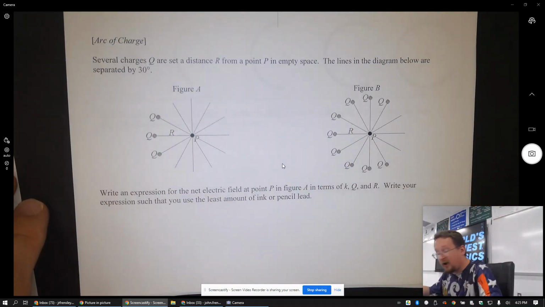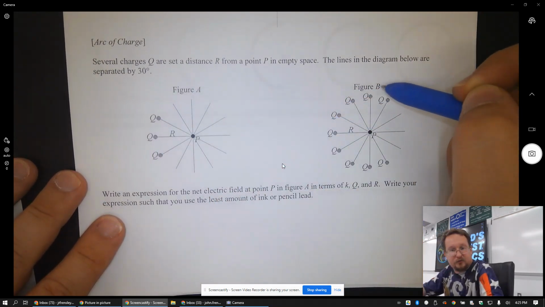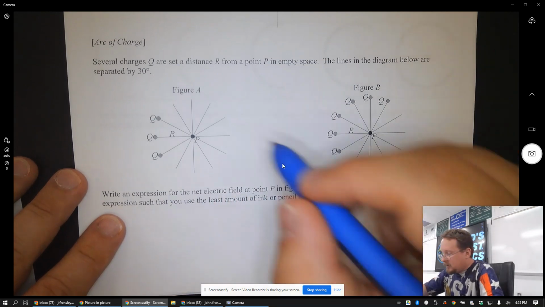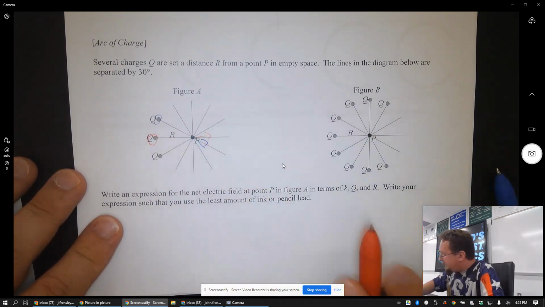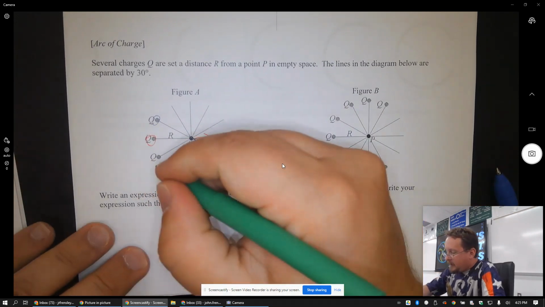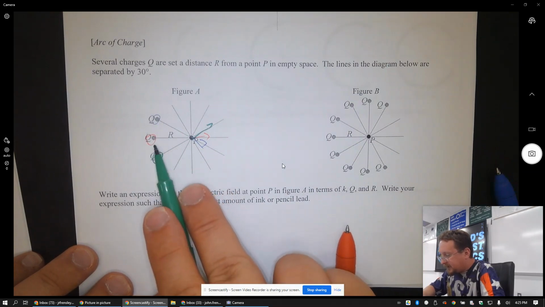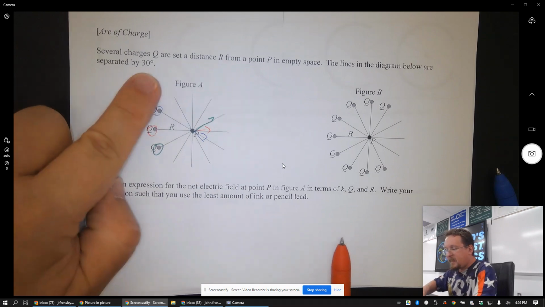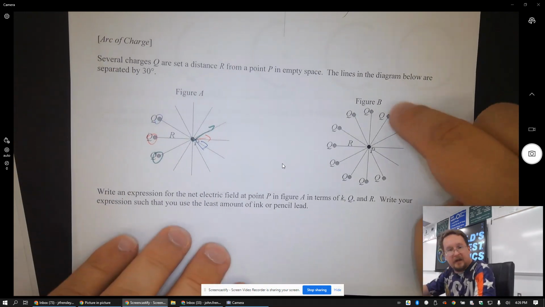Then the first one I do is an arc of charge. First, I have the students analyze this sort of discrete situation right here. Write an expression of the electric field. So they'll be like, okay, electric field there, and then an electric field there, and then an electric field there. And then they're going to write kq over r squared plus kq over r squared plus kq over r squared, but they have to do a couple of cosine 30 degrees, and then they're going to do it again for B.